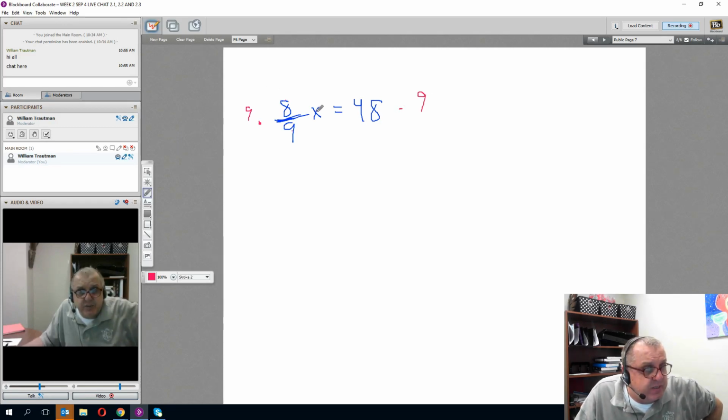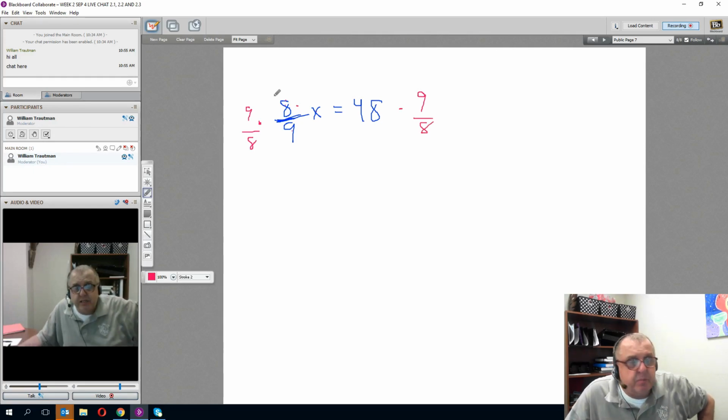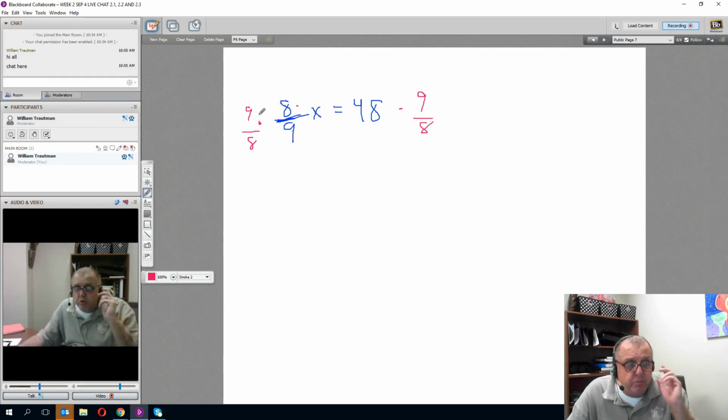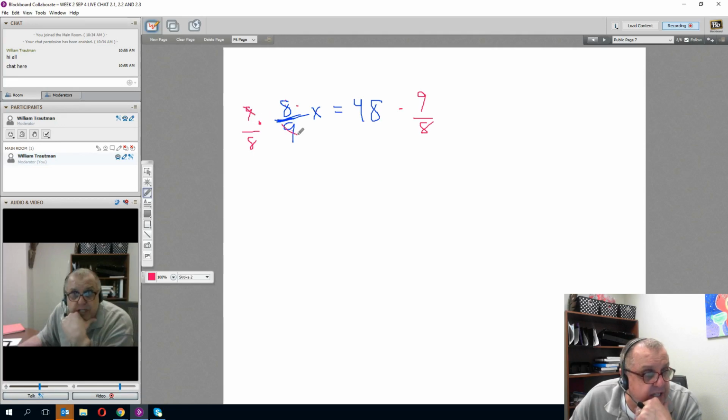What's this 8 doing to the x? It's multiplying. The opposite of multiplying by 8 is dividing by 8. Another way that people look at this, if you have a fraction, just multiply both sides by the reciprocal. Look, the 9's cancel, the 8's cancel, and you're left with 1x, or just x.